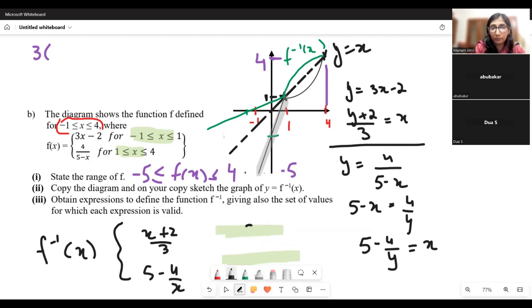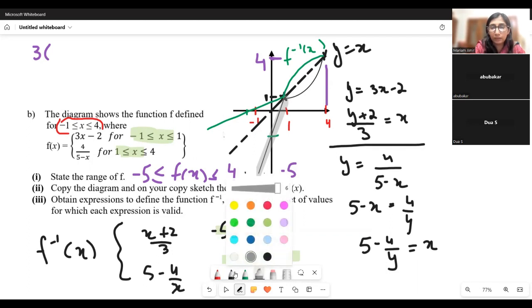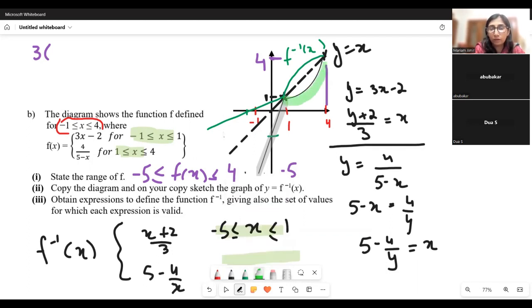So here that will become the domain: -5 to 1. And for the next part, it starts from 1, goes till 4. The range earlier becomes the domain of the inverse, 1 to 4. So 1 here, x and 4. The domain of f of x for both functions, one linear function and one quadratic function, the range that it was earlier now becomes the domain for f inverse of x.